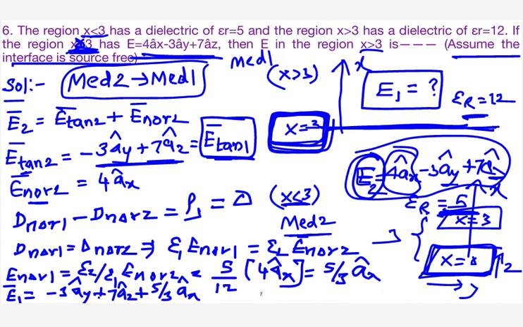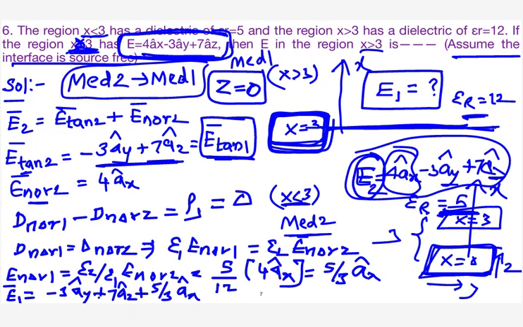Yes. So try to answer this question. In the same example, suppose the interface is located at z equal to 0, what will be the tangential component? Tangential component I was talking.